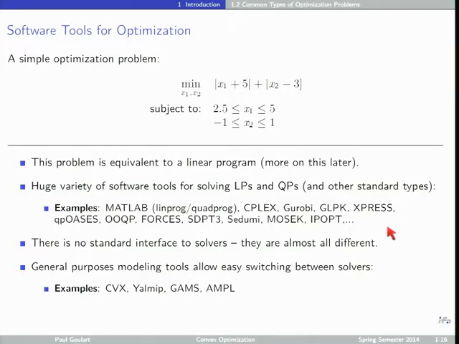So what's happened in the last maybe 10 years or so is that people have spent time trying to define slightly higher level modeling languages so that you can just write down this problem in some standard looking nice form, and then you can solve it with any one of these solvers just by selecting some flag or argument somewhere in your code. So this makes your life a lot easier.